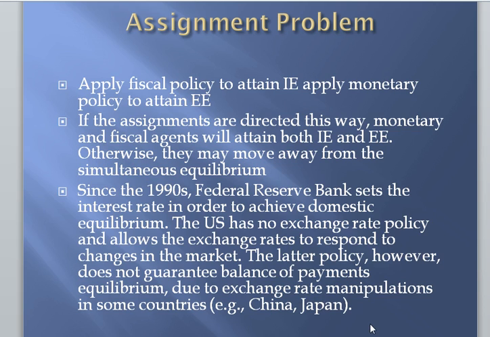Since the 1990s, the Federal Reserve Bank, that is the Central Bank of the United States, adjusted interest rates in order to achieve domestic equilibrium. And then the United States had no exchange rate policy and allowed exchange rates to respond to changes in the market. But the latter policy doesn't guarantee balance of payment equilibrium due to exchange rate manipulation in some countries. China and Japan manipulate their exchange rates. So the US economy does not get the full results of these interest rate variations.